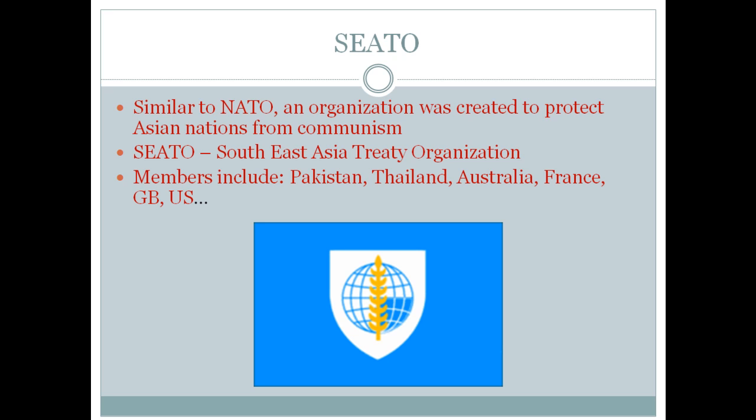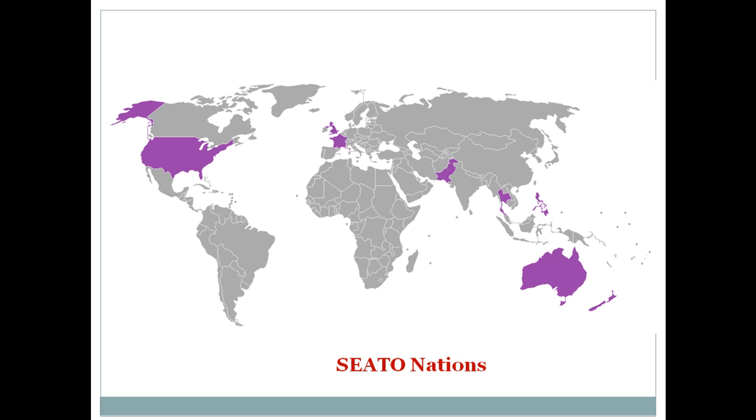We also see the establishment of SEATO. SEATO is similar to NATO. It's an organization that was created to protect nations from communism, only it's specifically targeted towards Asian nations. SEATO stands for Southeast Asia Treaty Organization, and members include Pakistan, Thailand, Australia, and of course the Allies, France, Great Britain, and the United States. On this map you can see the countries that belong to SEATO.